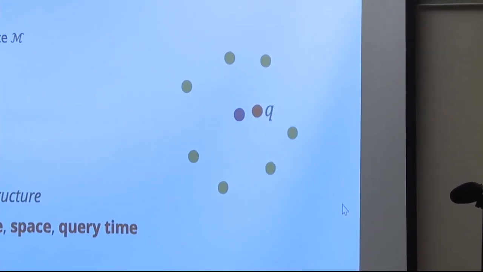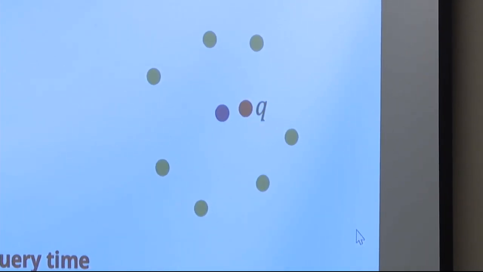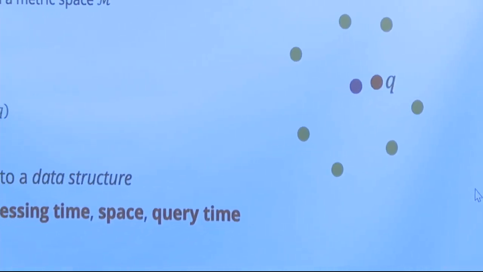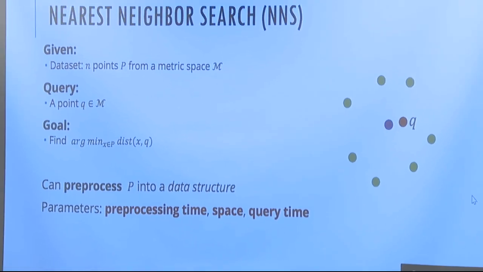And the things we care about, as with all static data structures, are pre-processing time, meaning how long it takes to pre-process P into a data structure, the space the data structure takes, and how quickly we can answer a query.